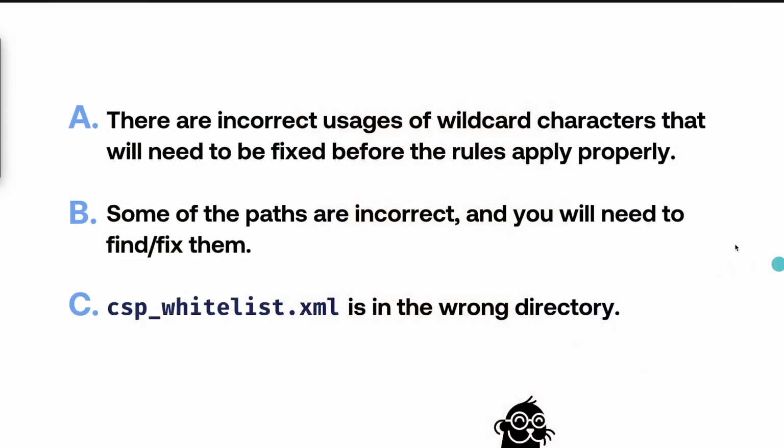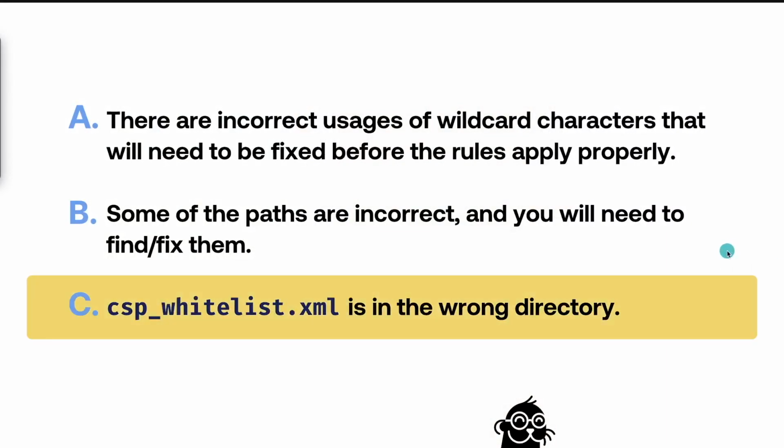So we have an incorrect directory that is causing our problem. That's what's making the rules not apply, and if the developer moves the CSP whitelist file back into the etc parent directory, everything is going to work fine as far as we know. There might be more additional problems that need to be resolved. Maybe something is wrong with the paths, but that is going to get the majority of those rules working correctly. And so that being the case, out of options A, B, and C, we are going to select option C as being correct. CSP whitelist.xml file is in the wrong directory.